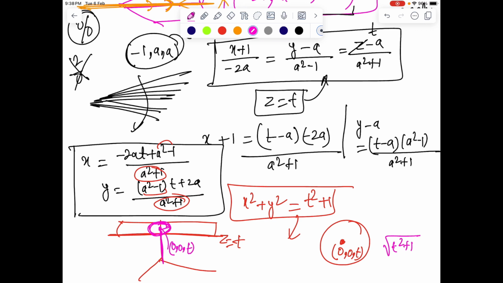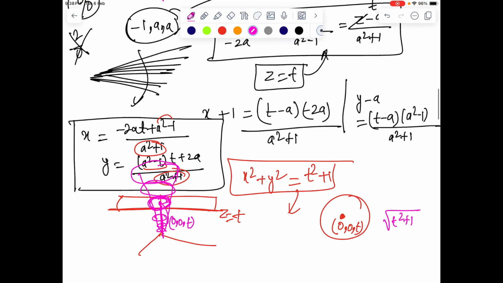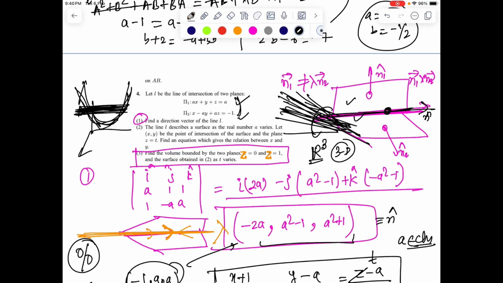So let's say at z equal to 3, if you are cutting, definitely you'll get this circle, right? At z equals maybe 1 by 3, you'll get a smaller circle. So as z changes, you'll get a cascade of circles like this. Let's find the volume between z equals 0 and z equals 1. That can be a good question.